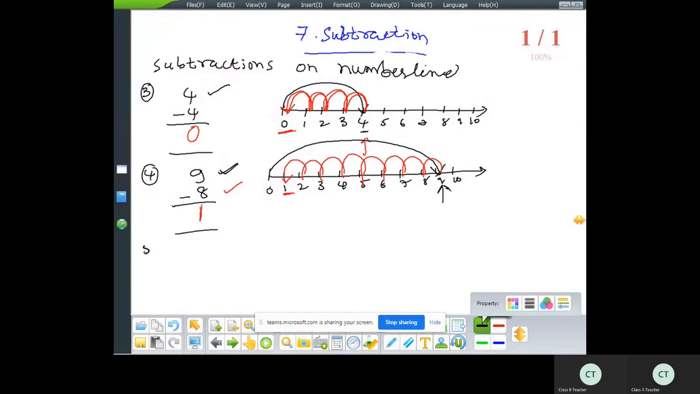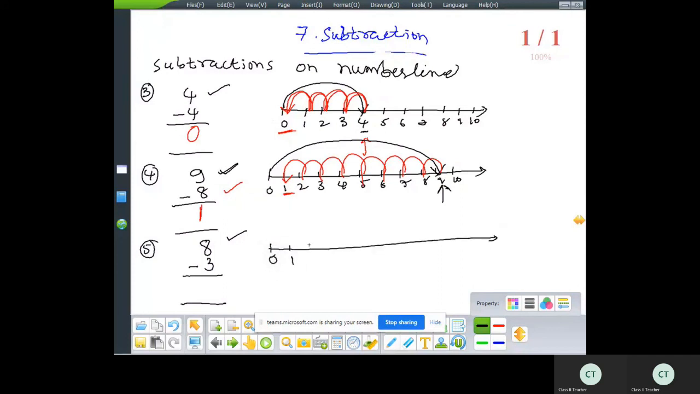Now, 8 minus 3. Here bigger number is 8, smaller number is 3. Then subtraction exists. 8 minus 3, or 3 is subtraction from 8. Draw number line.